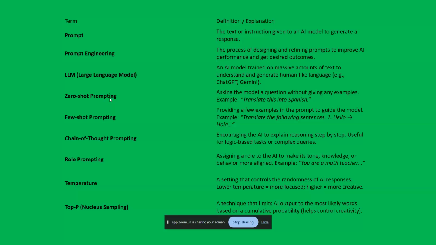So we come to chain of thought prompting, which encourages the AI to explain its reasoning step by step, useful for logic-based tasks or complex queries. As we all know, DeepSeek, which has been very hyped recently, is a large language model created by the Chinese. What they do is use this chain of thought prompting. It is basically a recursive process in which the large language model kind of corrects itself.